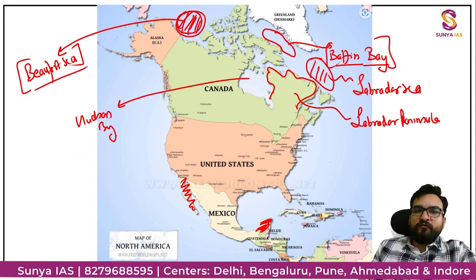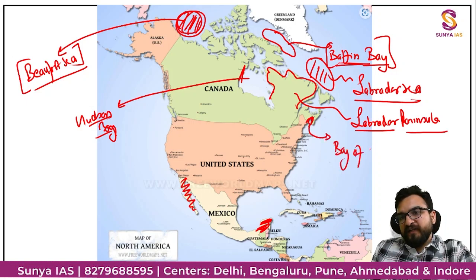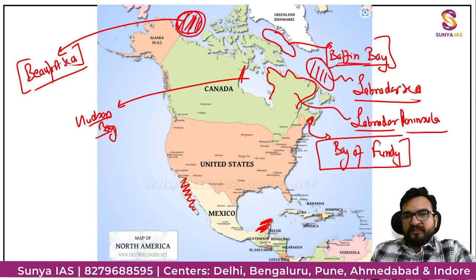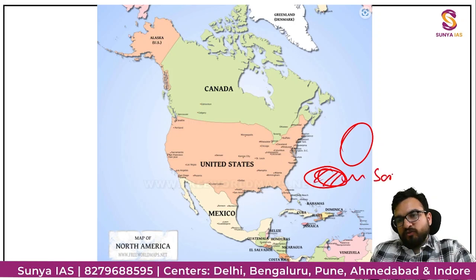Okay, so you understand Beaufort Sea, Baffin Bay, Labrador Sea, and this Labrador Peninsula, guys. Over here, Hudson Bay, you understood, Hudson Bay, right? And this is your Atlantic Ocean. Over here, can you see this particular part? This is known as the Bay of Fundy, guys. Bay of Fundy. So this part is your Bay of Fundy. Now over here, you will see the Atlantic Ocean, and this particular area is known as the Sargasso Sea.